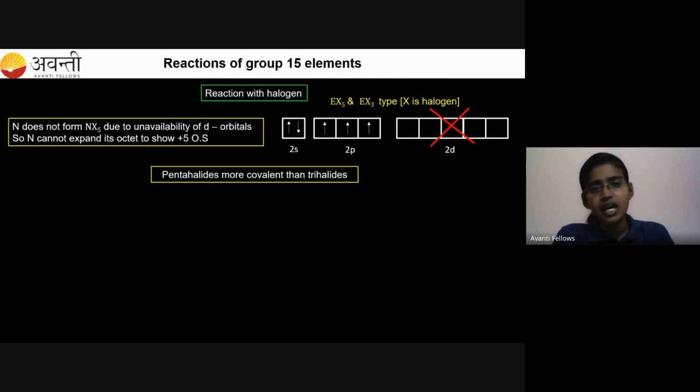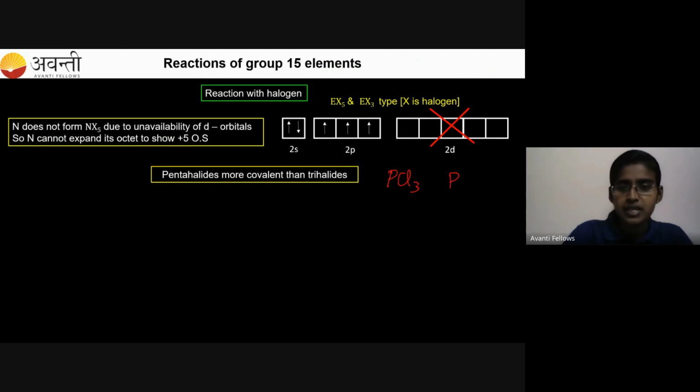Now pentahalides are more covalent than trihalides. For the other elements, from phosphorus till bismuth, they will form pentahalides. No? So they are usually more covalent. Like if I'm comparing PCl3 and PCl5, pentahalides are more covalent. PCl5 is more covalent. In PCl5, the oxidation state is +5. In PCl3, the oxidation state is +3. So the one which is having the higher oxidation state is more covalent in nature.